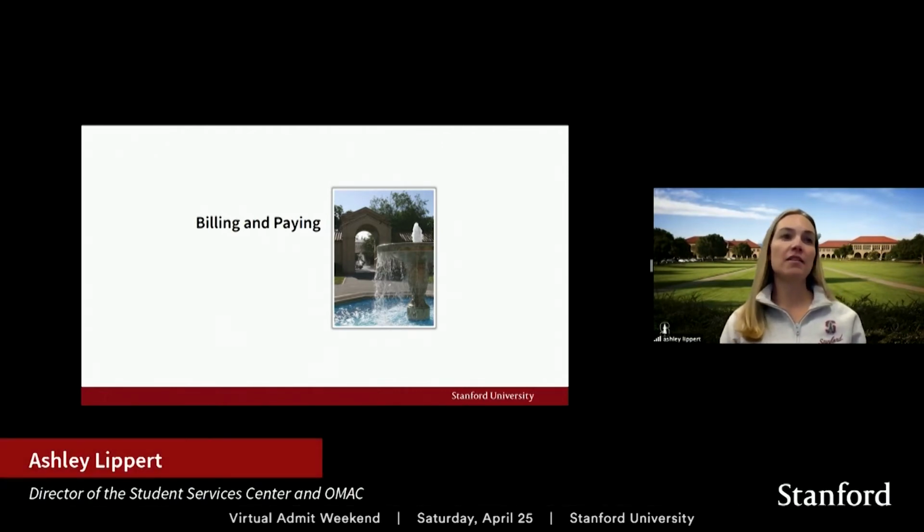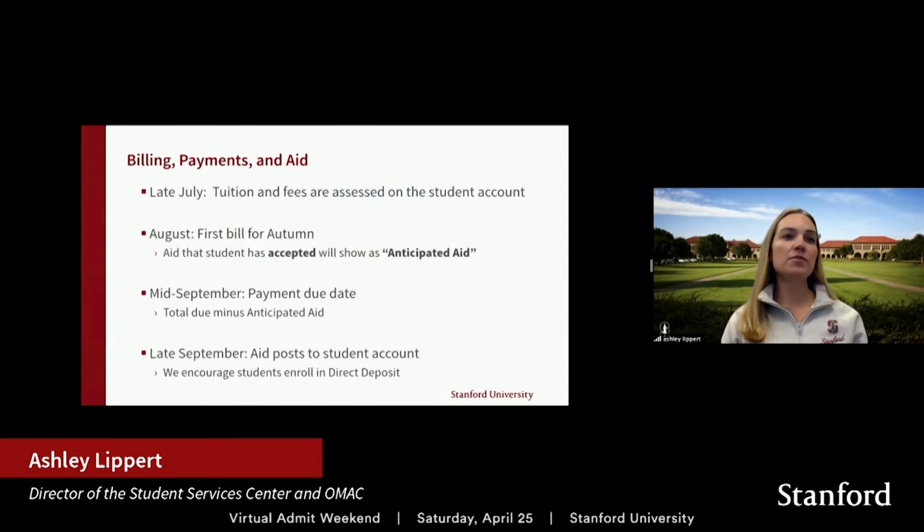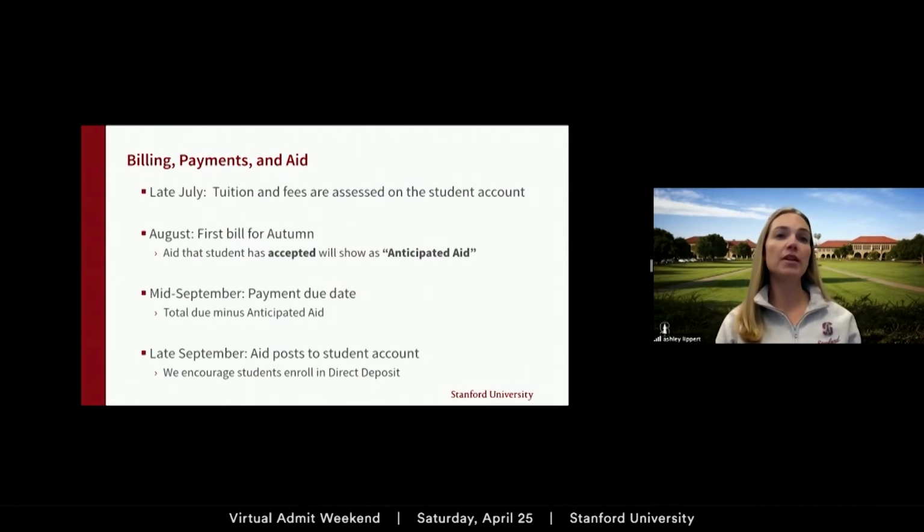Billing, payments, and aid. If we use the autumn term as an example, we can demonstrate how billing, payments, and aid are applied towards a student account. Late July, tuition and fees are assessed. Students can see this in their student account online, and payments can be made at any time.